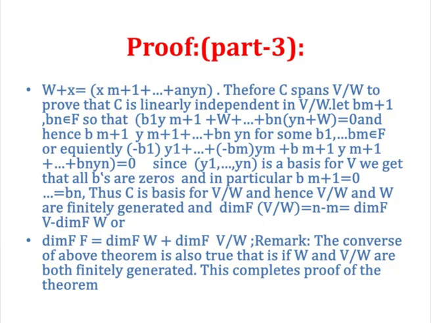To prove that C is linearly independent in V/W. What is V/W? V/W, I will say, quotient space. Let b(m+1), ..., bn belong to F, F is a field, so that b(m+1)(y(m+1) + W) + b(m+2)(y(m+2) + W) + ... + bn(yn + W) equals 0, and hence b(m+1) y(m+1) + ... + bn yn belongs to W, so for some b1, b2, ..., bm in F, or equivalently, minus b1 y1 plus minus b2 y2 plus so on plus minus bm ym.